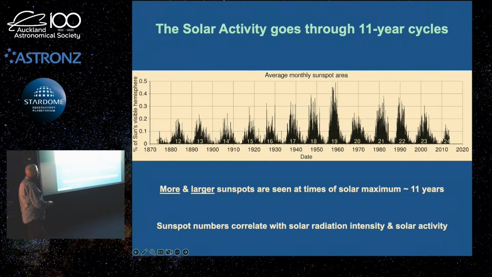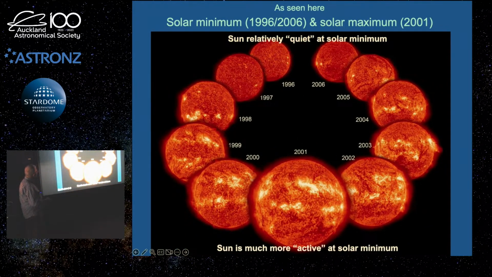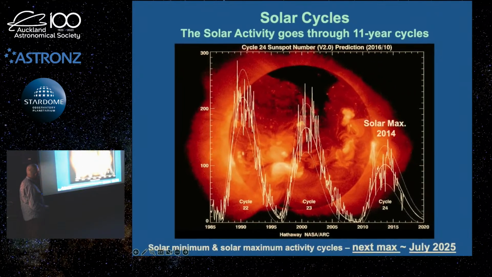So there's a direct correlation between the sunspot numbers. They worked that out many, many years ago. As sunspots increase in size and numbers, you get increased solar radiation intensity and solar activity. And we now know why. This diagram shows a nice image of the sun taken year by year from 1996, when the sun was relatively quiet at solar minimum, through to solar maximum in 2001, and you'll see you're getting more and larger sunspots and groups with solar activity. This is really solar activity, which reflects as the sunspots, but you can see it's much more active at solar maximum.